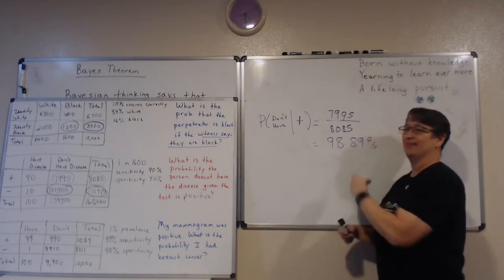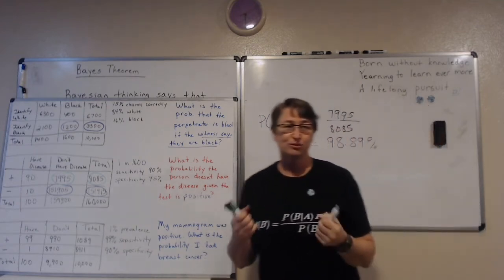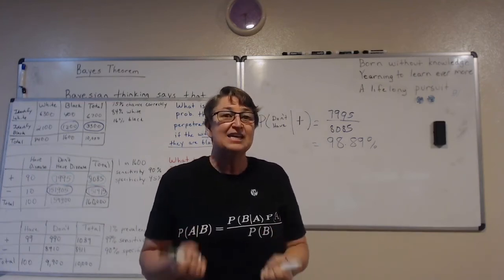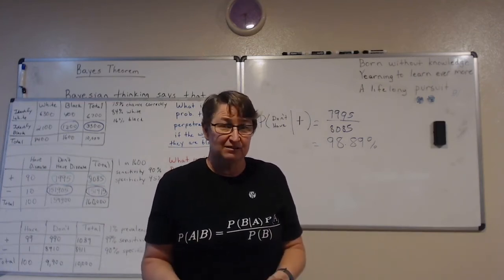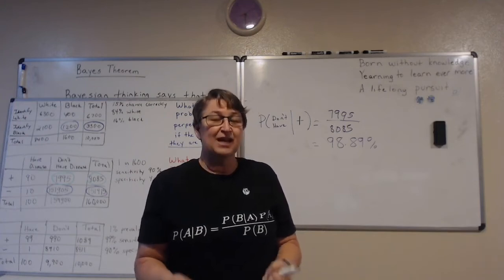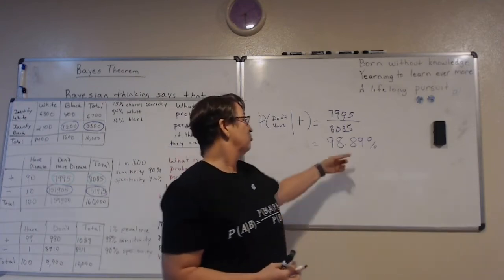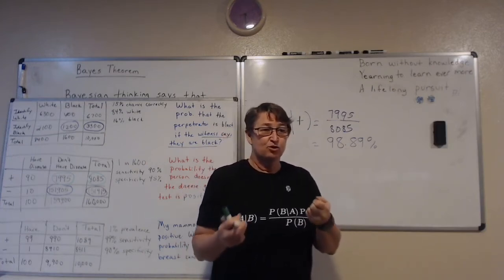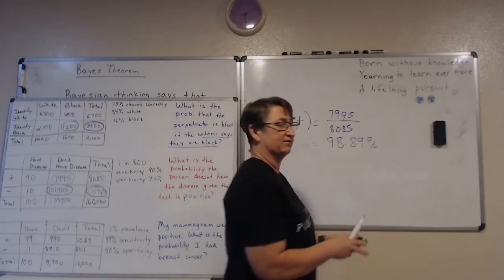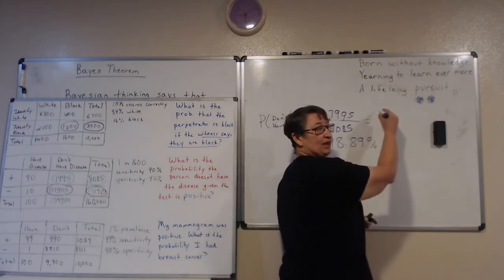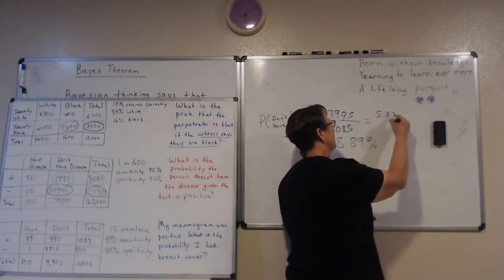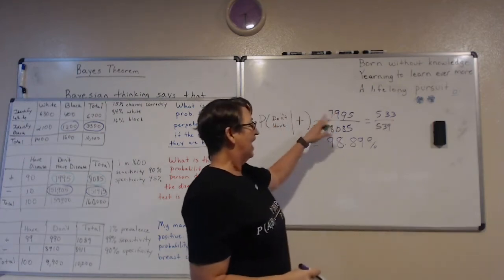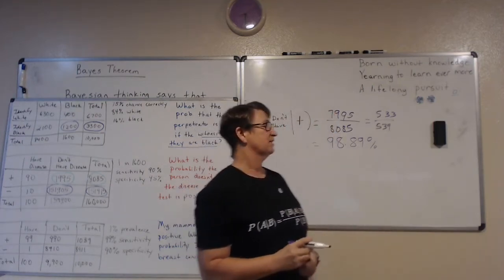98.89%. Look how high that is. So most of the people that walked out with that positive test did not have the disease. Think about that for a minute. You walked out with a positive test, and yet you didn't have the disease. Thank you, Mr. Simpson. So it reduced to 533 over 539. If I divide it by 5, maybe something else goes in there, but at least 5.